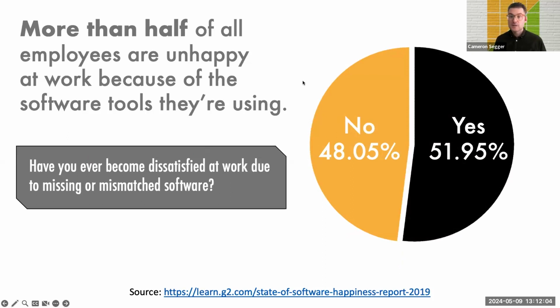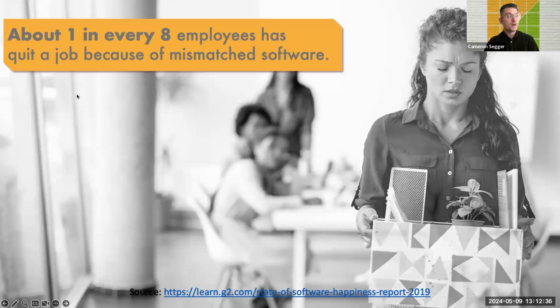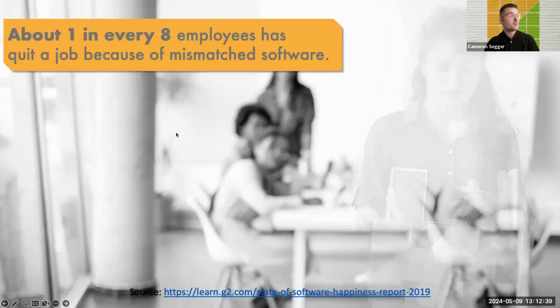Now, these next couple slides are coming from G2.com's State of Software Happiness Report. It's a few years old now, pre-pandemic. Hopefully, they'll repeat this survey again soon. We may get different results. The world certainly has changed since then. But even 4 or 5 years ago now, more than half of all employees reported that they would be unhappy at work because of the software that they're using. And about 1 in every 8 said that they had quit a job because of mismatched software, which essentially means they have the wrong tools for the job.